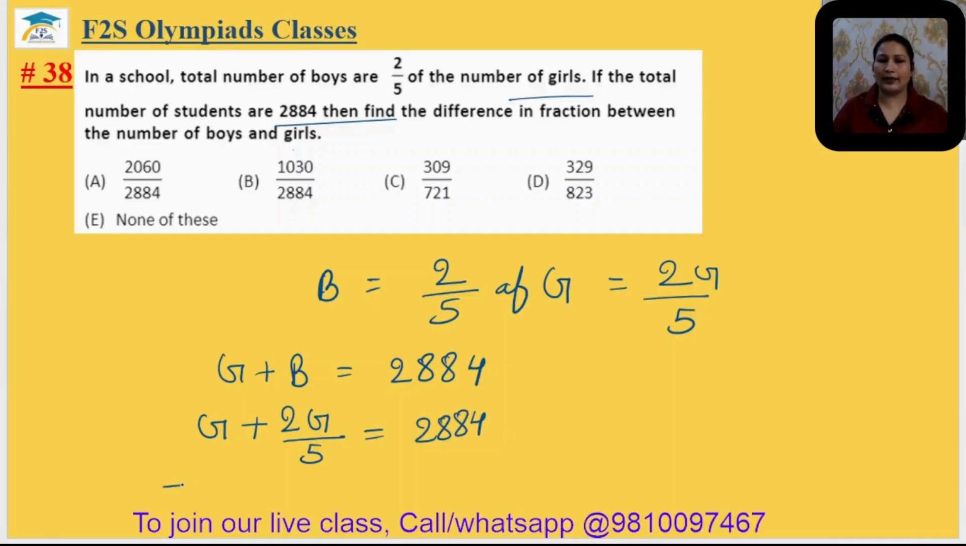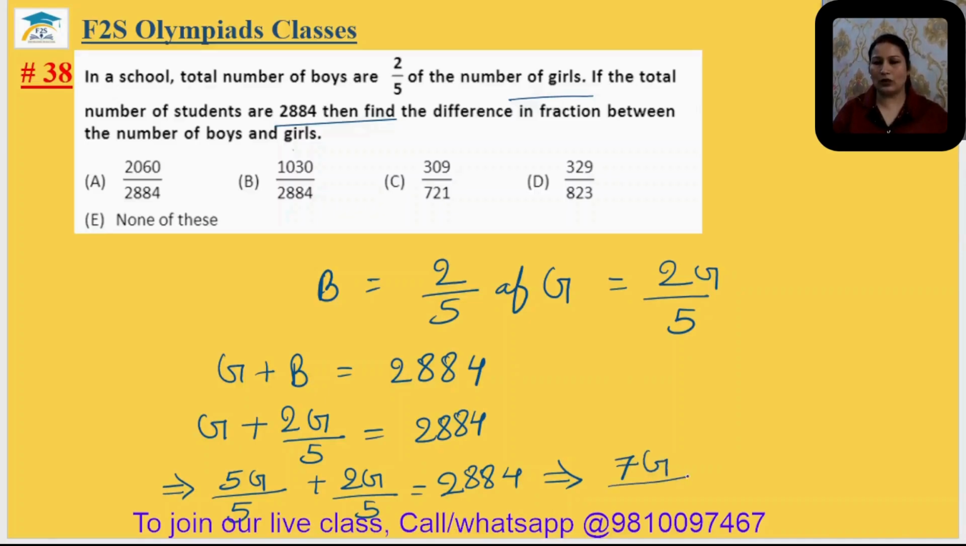2884, can I write it as 5G upon 5 plus 2G upon 5 equal to 2884. This implies 7G upon 5 equal to 2884. This implies G equal to 2884 multiply by 5 divide by 7.